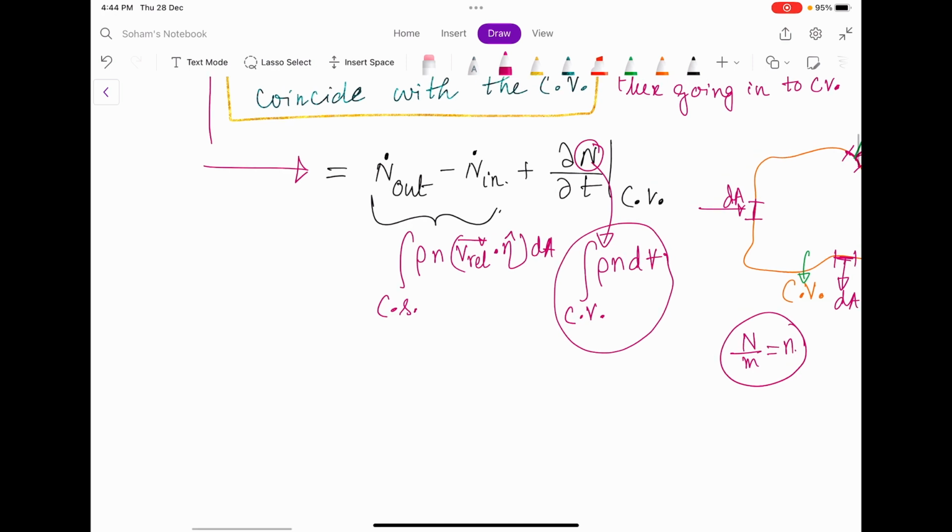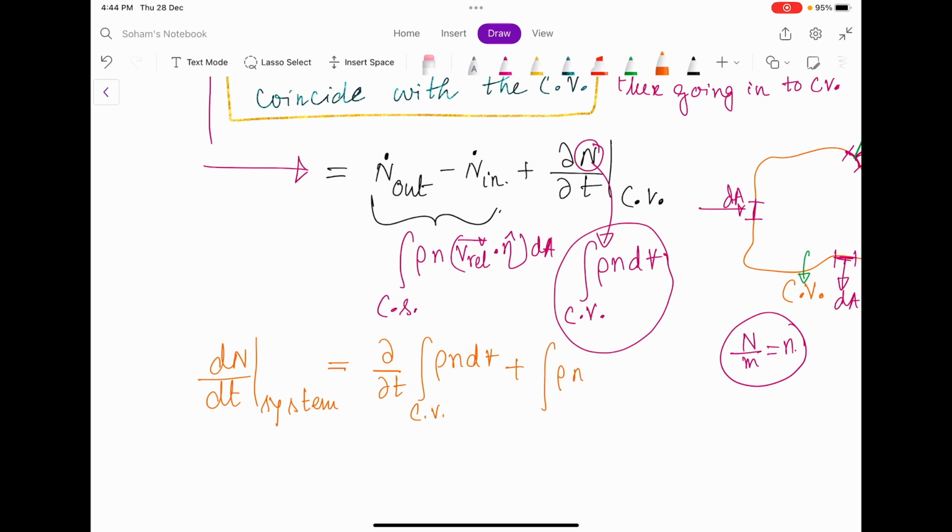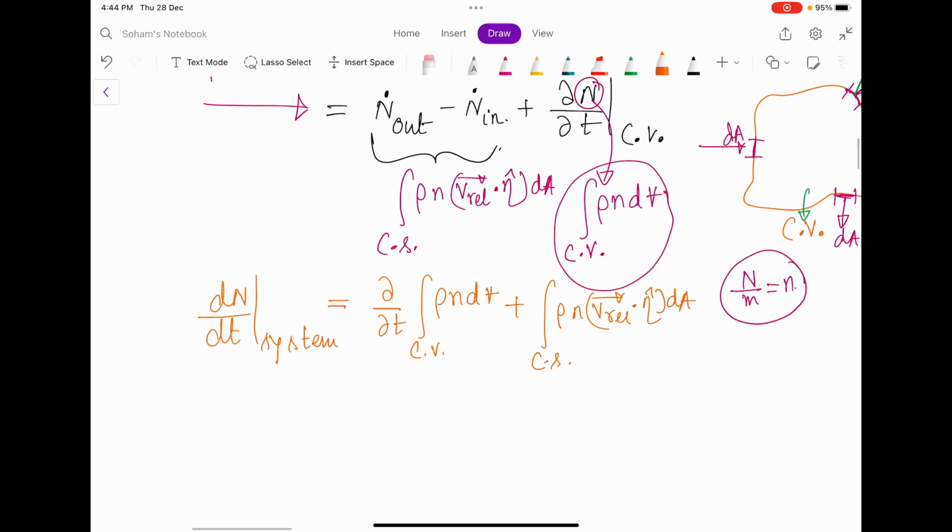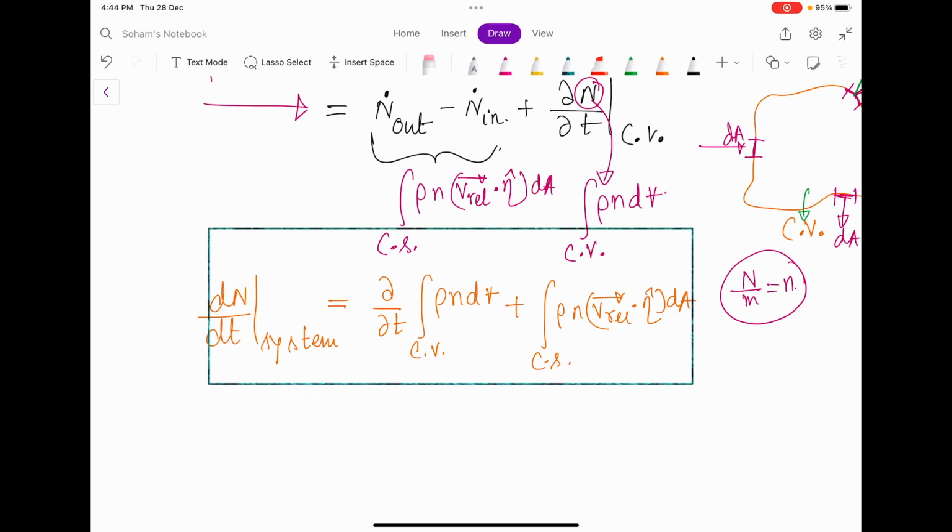So the whole equation becomes dN/dt of the system is equal to d/dt of the integral of rho n dv over the control volume, plus the integral of rho n v relative dot n cap dA over the control surface. This is the Reynolds Transport Theorem, and this is very important.